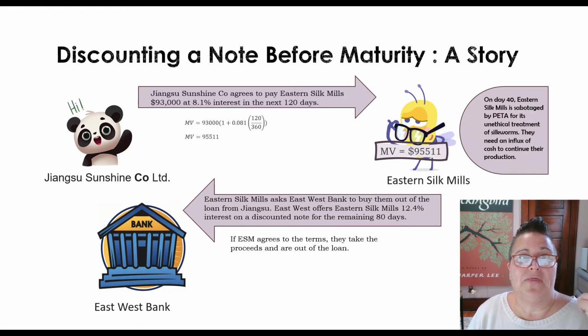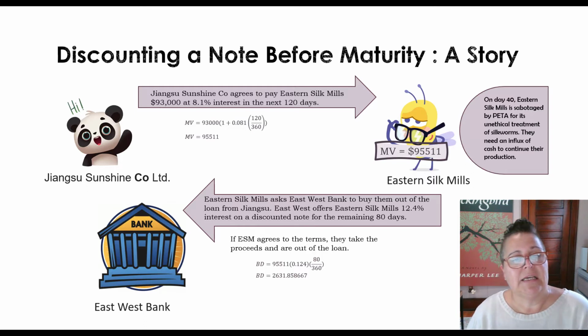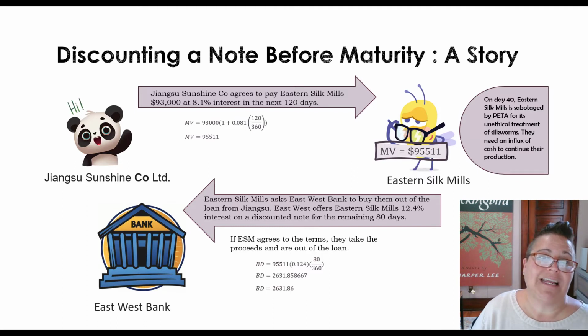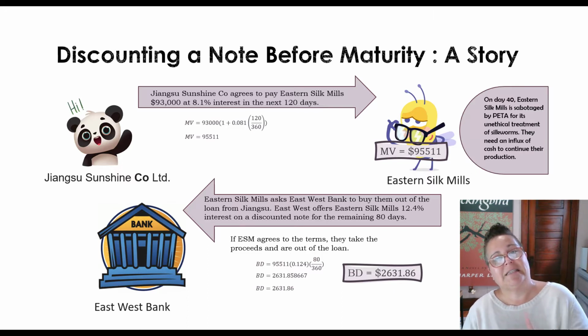Well, the bank will keep the bank discount. That's 12.4% of the face value of the loan. So $95,511 times the 0.124 for the remaining time on the loan, which is 80 days. This is a bank discount of $2,631.86. So the bank discount on this note is $2,631.86.